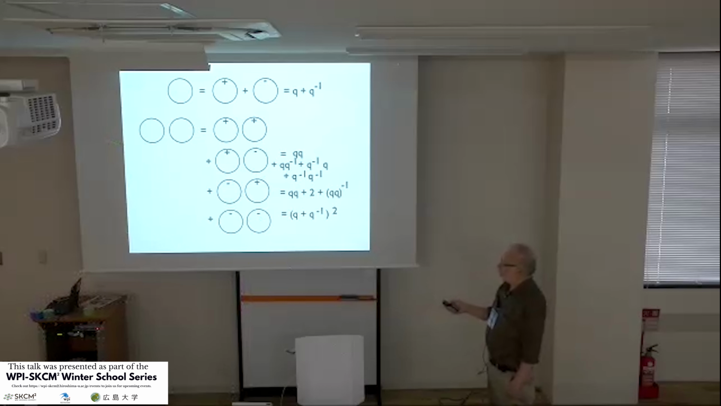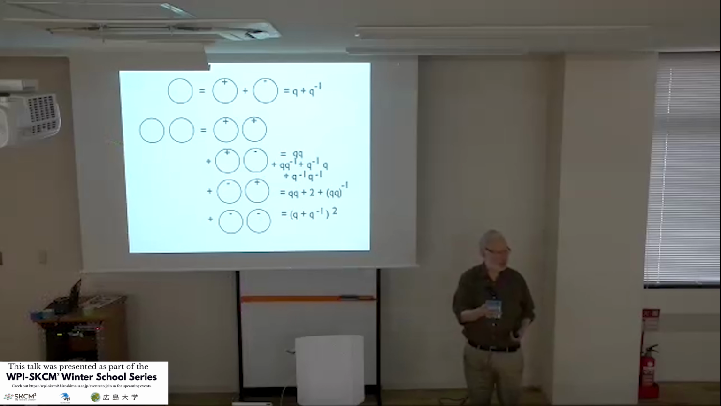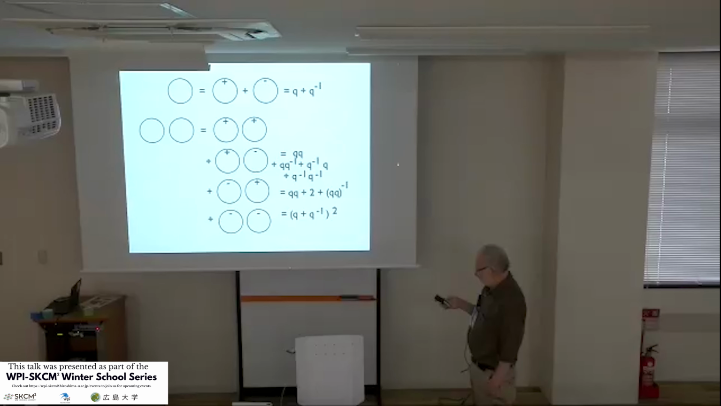You have 3 loops or any number of loops, and you consider all ways of labeling them with pluses and minuses, and add up the evaluations of them, you get Q plus Q inverse to that power. So therefore we can, instead of having the binomial theorem in the expansion of the polynomial, we have all these extra pluses or minuses on the loops.